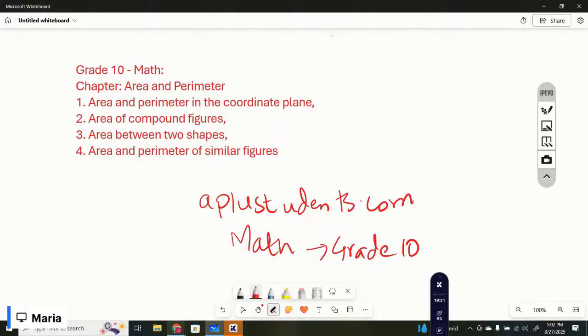Okay, here I'm on grade 10 math. Area and perimeter in coordinate plane.